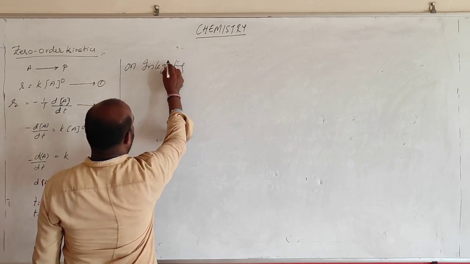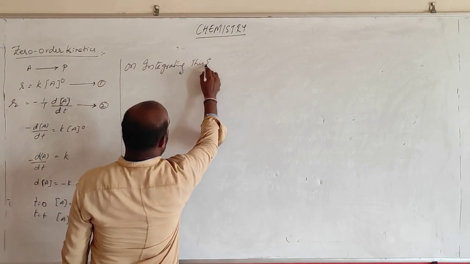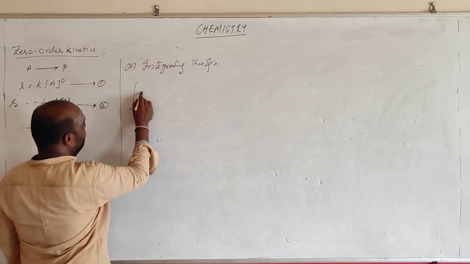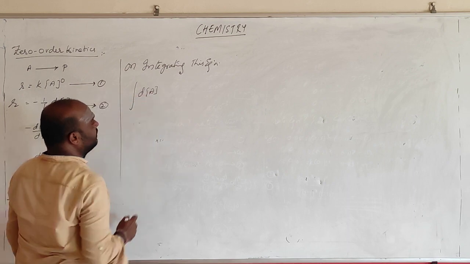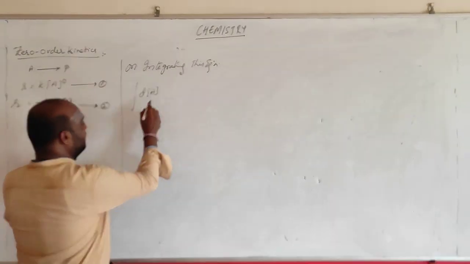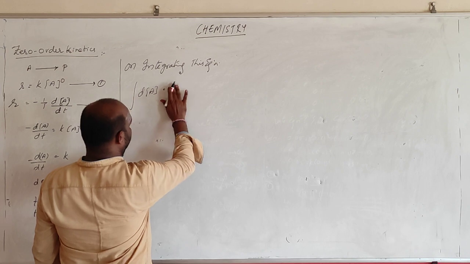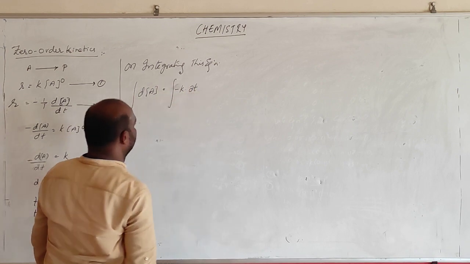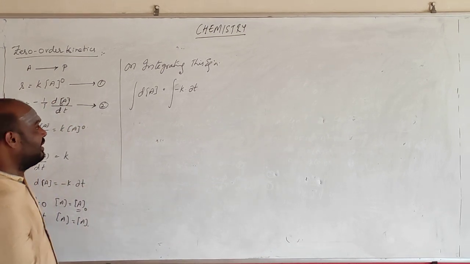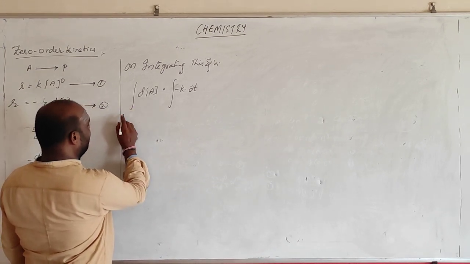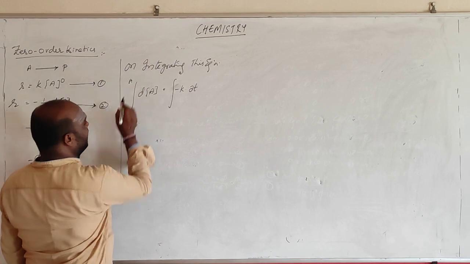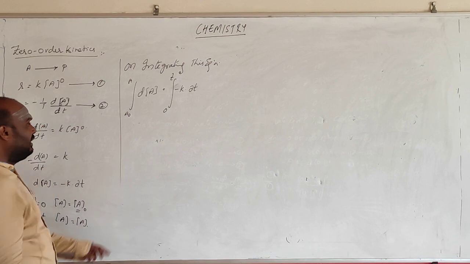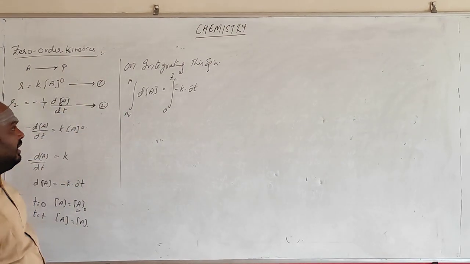Integrating this equation, so what are we doing here? Integrating dA divided by minus k, with the time, and keeping some limits for this integration. The limits are initial concentration to the final concentration, and this is the starting time to some time t. So I am integrating this one.